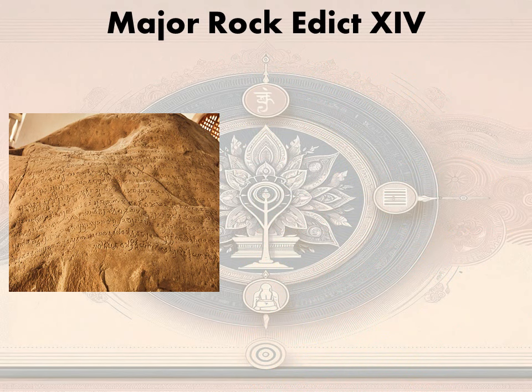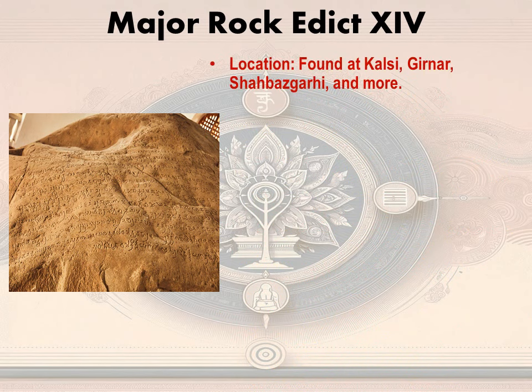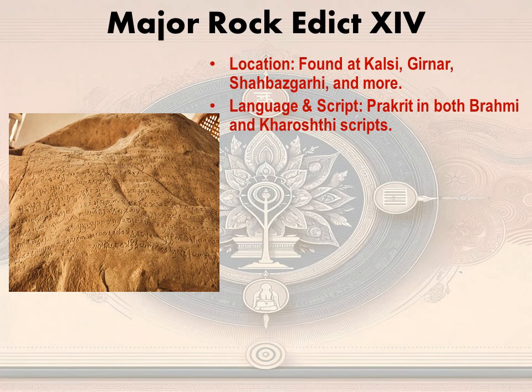Now, Rock Edict number 14 is the last Rock Edict we will discuss, and it has been found once again in Kalsi, Ginnar, and Savasgari, and many other places also. Prakrit in both Brahmi and Kharoshti script. You must understand that when I say many other places also have this Rock Edict, that means in many other places there is a fragmented version of this Rock Edict. It may have been destroyed because of natural interferences. Hence, we are mentioning the names of places where a particular rock edict has been found completely in its original state without any kind of destruction. Hence, this rock edict has been completely found in this place of Kalsi, Girnar, and Savasgari, and in many more places it has been found in fragments.